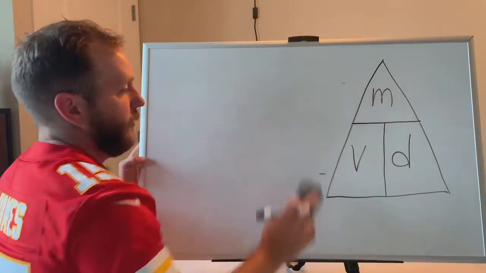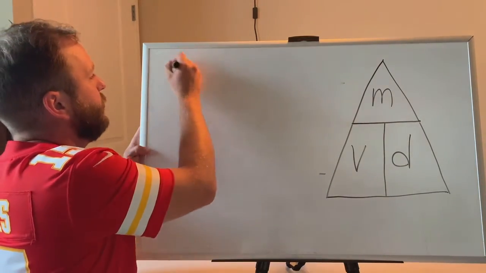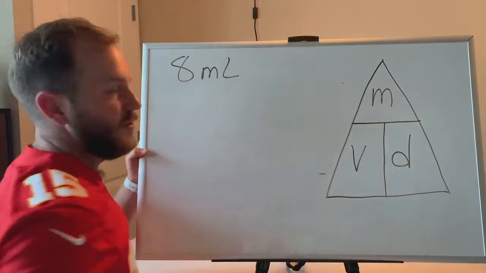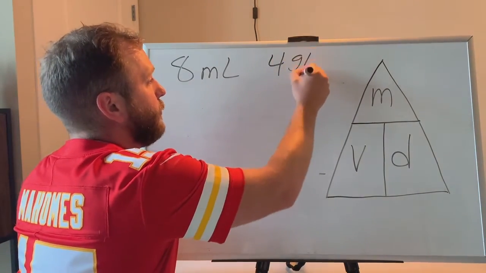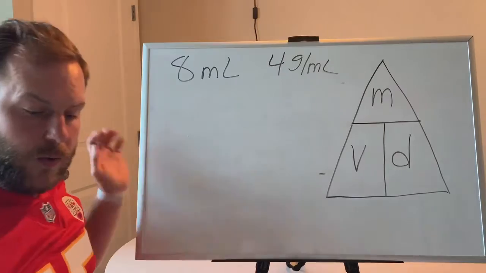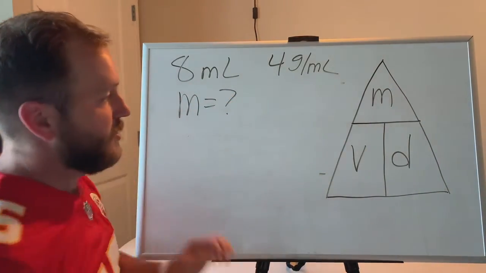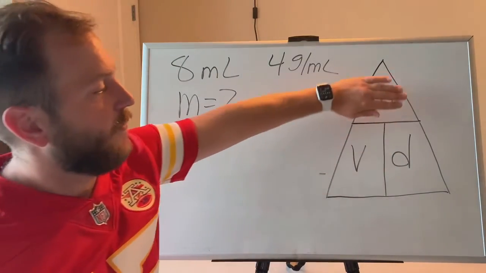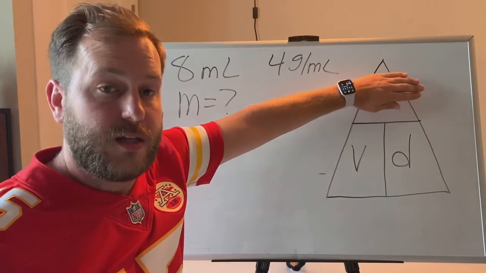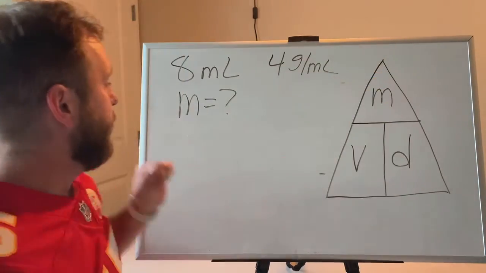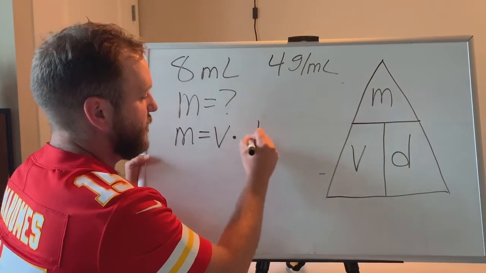All right, so our next one, let's say that you have 8 milliliters of a substance that has a density of 4 grams per milliliter. We are solving for the mass. So first thing you're gonna do is cover up mass on your formula triangle, and that's gonna leave us with volume and density. They are side by side, so we multiply. So mass equals volume times density.